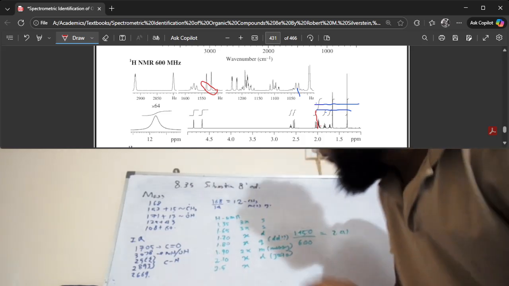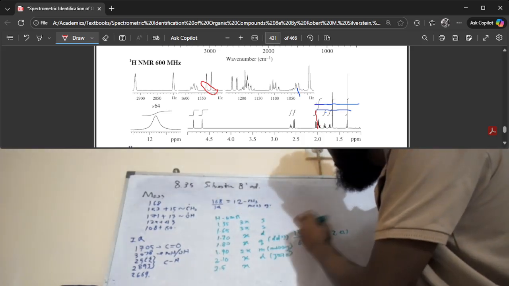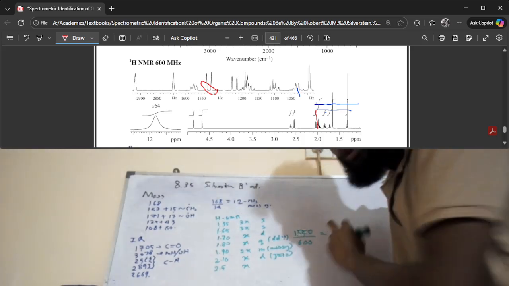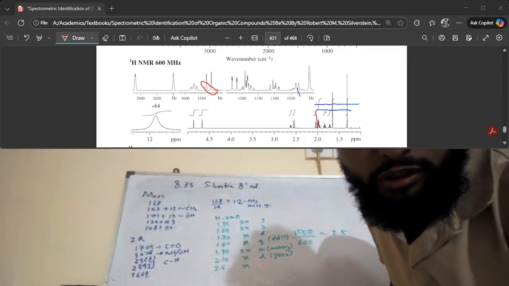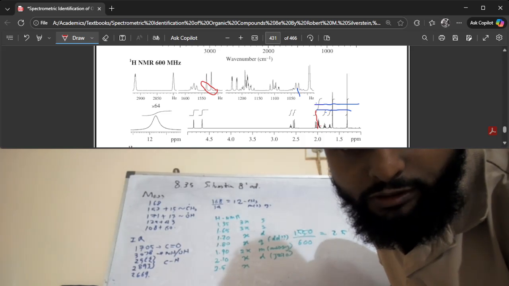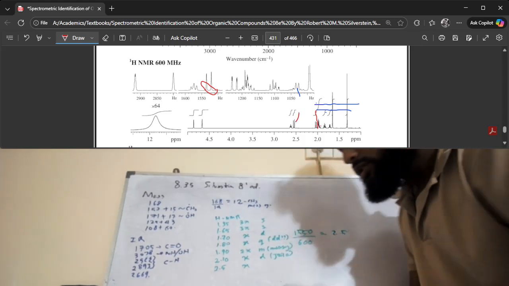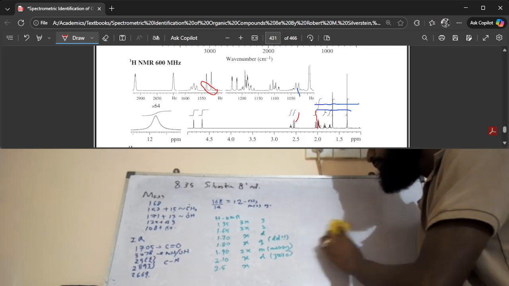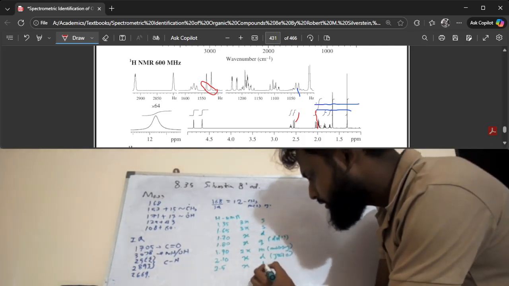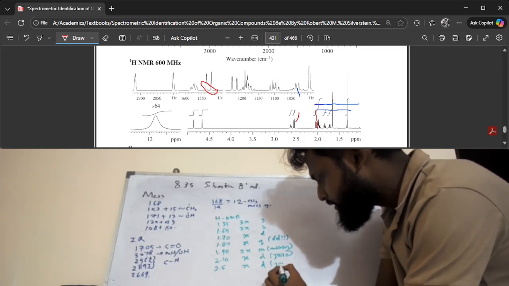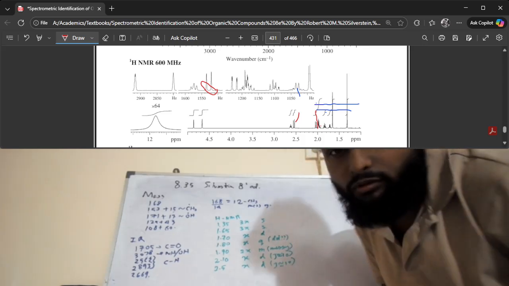Sorry, that's 1500 something, no? 1500 something. So that's about 2.5. So we know that the peak that I have circled corresponds to this peak, right? So we are gonna mark that as a doublet because it's again a very clean and neat doublet, and you can see that the J coupling is about 10, right?